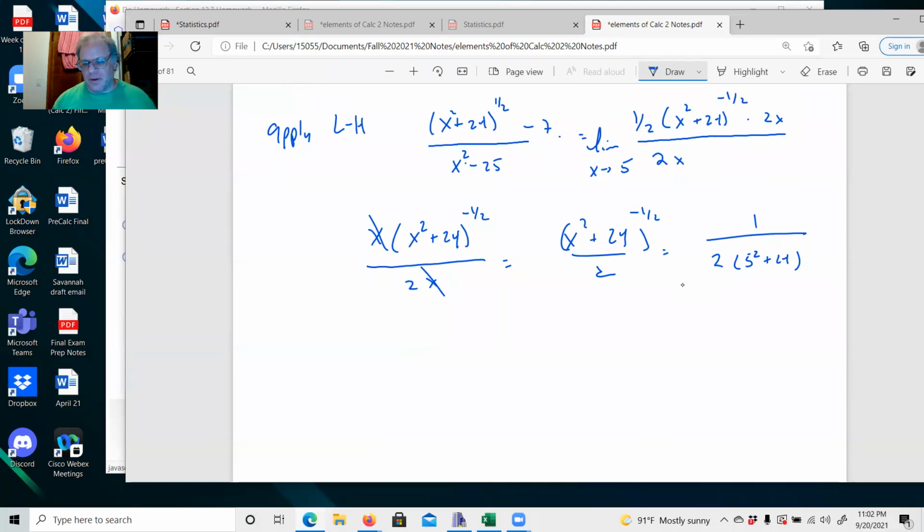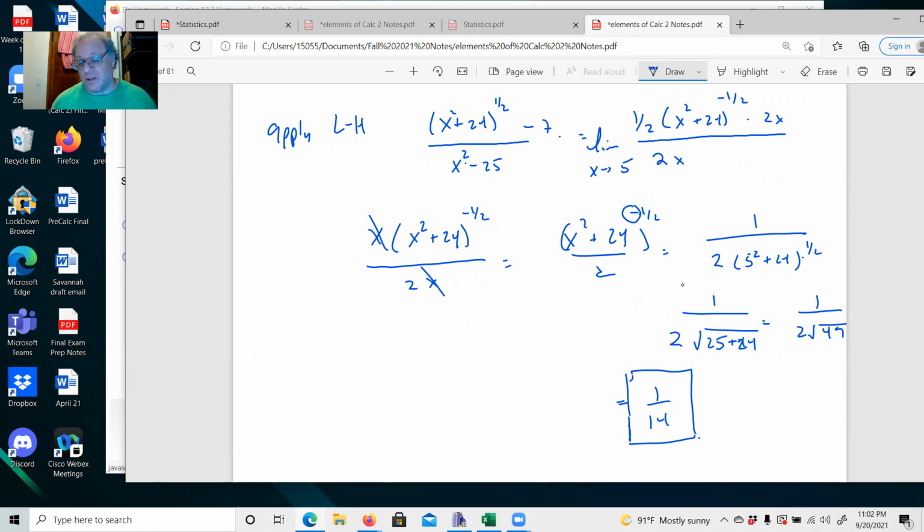Notice I put it on the bottom, so that took care of the negative exponent. So this is 1 over 5 times the square root of 25 plus 24, which is 1 over 5 times the square root of 49. 49 was 7, so this is 1/35. That was obvious from the start, wasn't it?